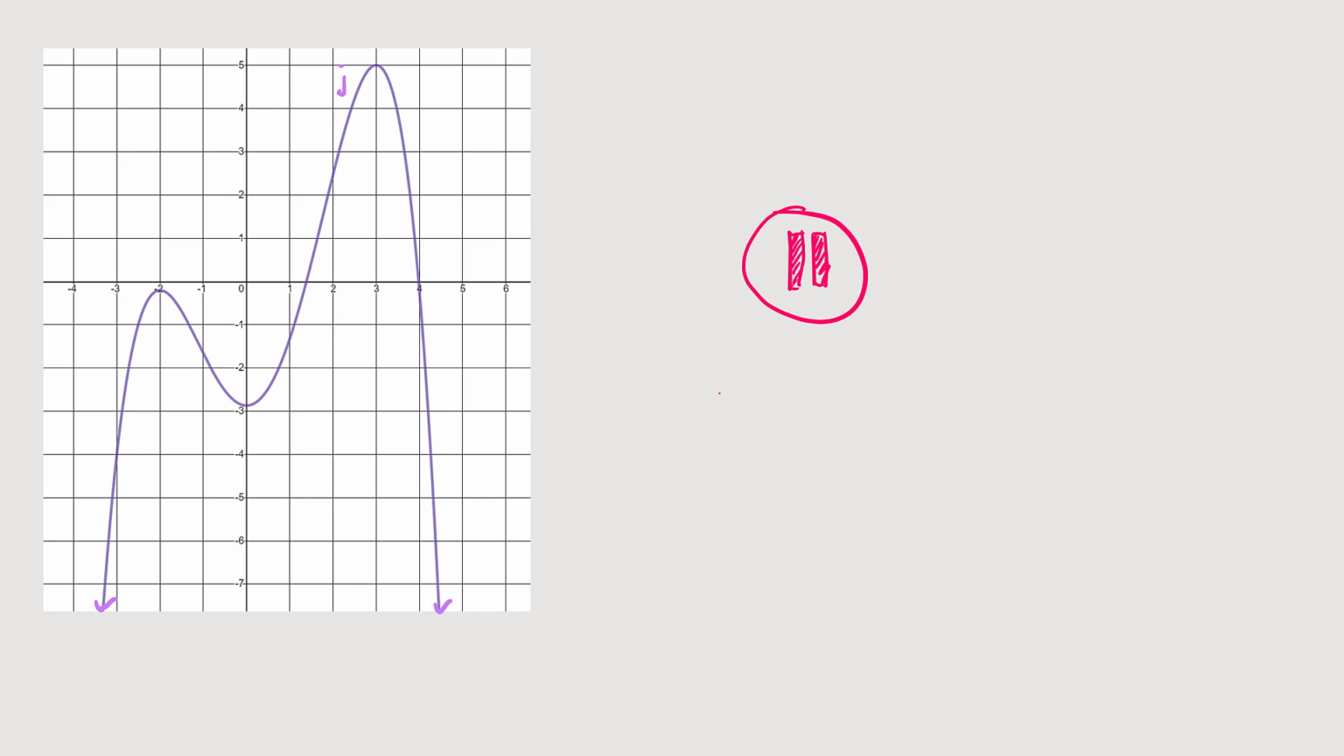So here's an example, and I put the pause sign here because I want you to try and figure out what the domain and range are of this thing real quick before we talk about increasing and decreasing.